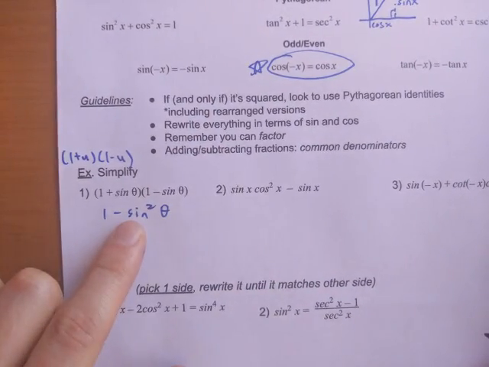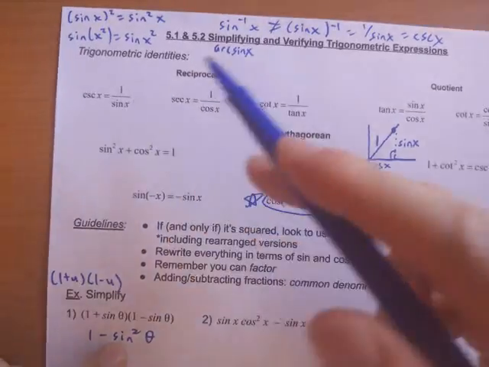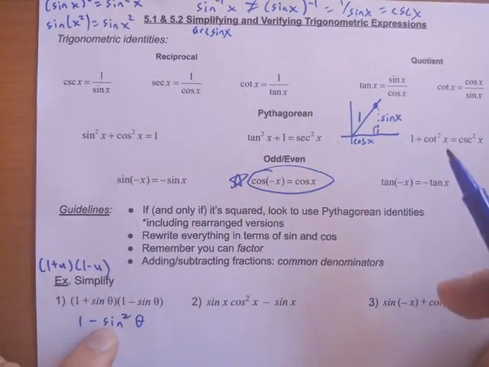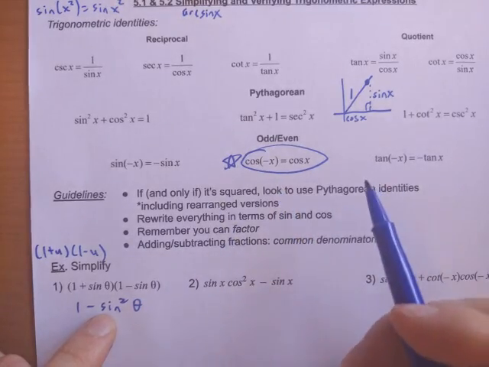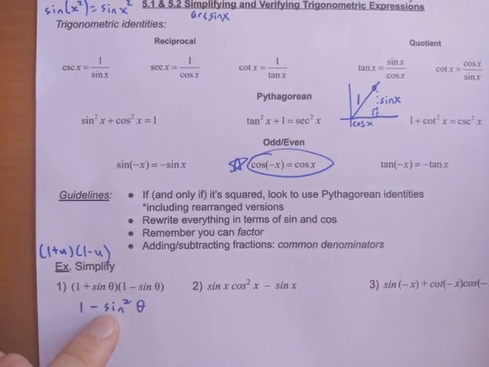And then we can actually simplify this further. You don't see anything up here that looks exactly like that, but one of our first guidelines is when things are squared, we're going to use those Pythagorean identities.